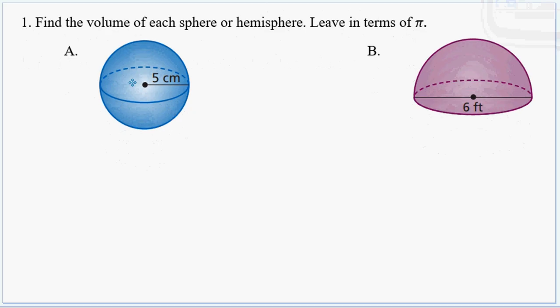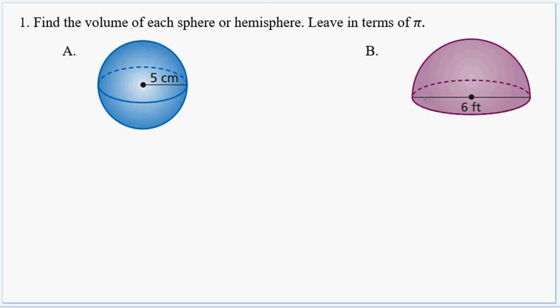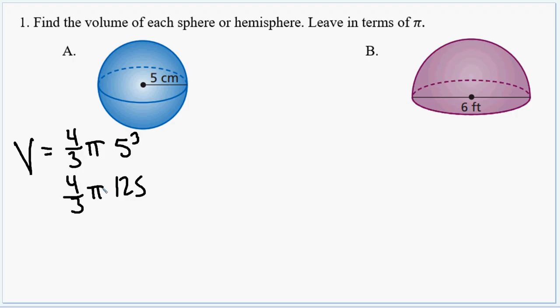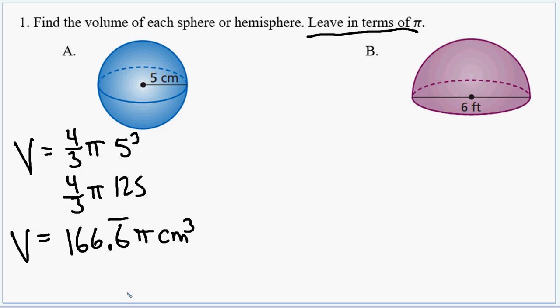Okay, the first one's not bad. It's a lot like example 1. A sphere and a hemisphere. In our first one, they did hand us the radius. So our volume will be 4/3 pi times 5 cubed. Well, 5 cubed is 125. So we're going to multiply 4 times 125, divide that by 3, and it does say leave answer in terms of pi. Our volume there is 166.6 repeating pi. Units are centimeters, and they will be cubed.